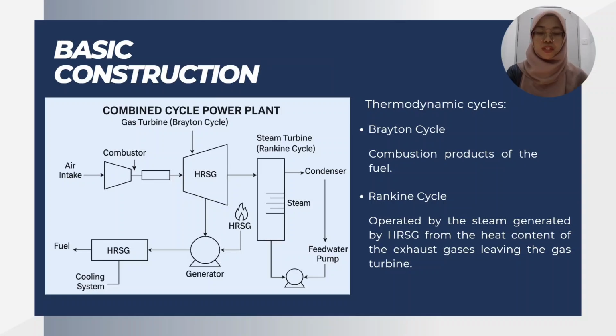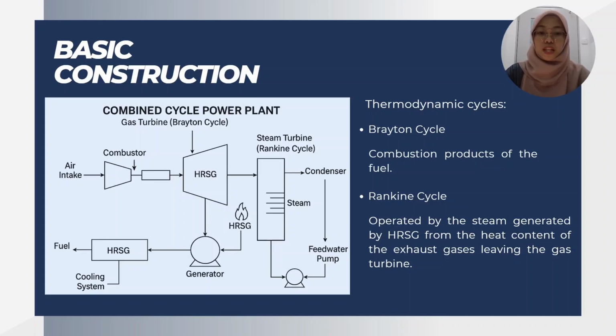Now, I will explain the basic construction of a combined cycle power plant, which uses two thermodynamic cycles to generate electricity more efficiently. This is a schematic diagram of a combined cycle power plant. The plant is mainly made up of two cycles: the Brayton cycle, which includes the gas turbine section, and the Rankine cycle, which involves the steam turbine section. Let's start with the Brayton cycle on the left.